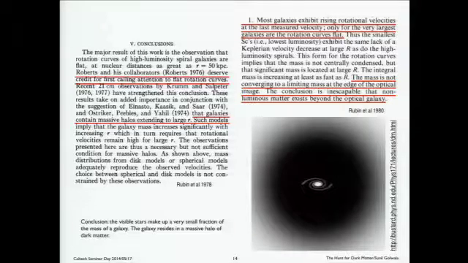Here are some quotes from a couple of Rubin's papers. Clearly she points out one of the first people to notice this, and then she says that galaxies contain massive halos extending to large radius. Most galaxies exhibit rising rotational velocities at the last measured velocity. Only for the very largest galaxies are the rotation curves flat. So they're still actually rising. They're not just flat. They're not flat in most cases. And the mass is not converging to a limiting mass at the edge of the optical image. The conclusion is inescapable that non-luminous matter exists beyond the optical galaxy.